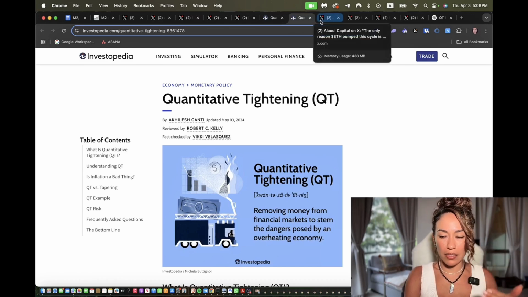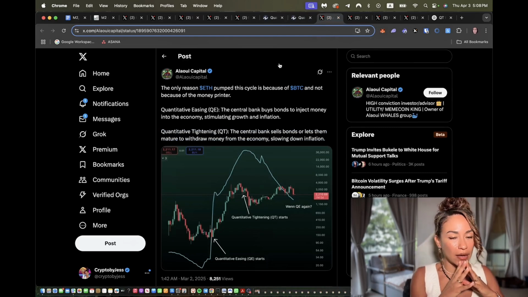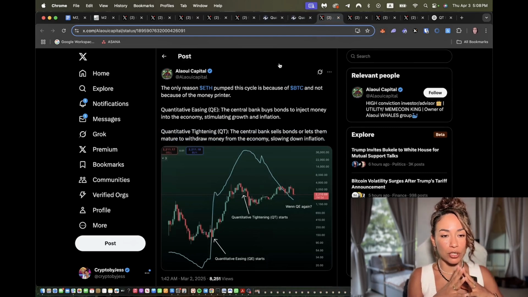And then we have here Aluai Capital sharing a glimpse of what recently happened in the crypto market. When ETH was pumping this cycle, it was because of Bitcoin and not because of quantitative easing, right? Because we know we have been in a quantitative tightening phase.